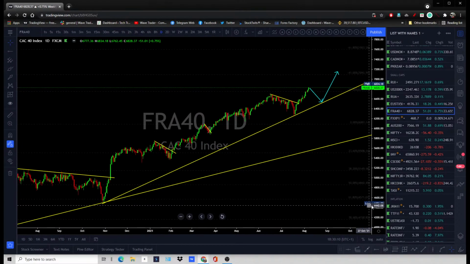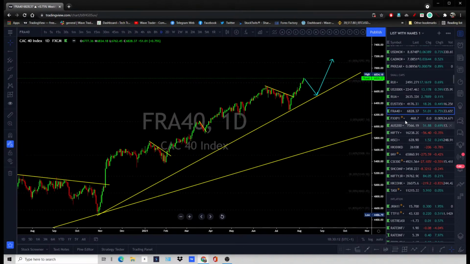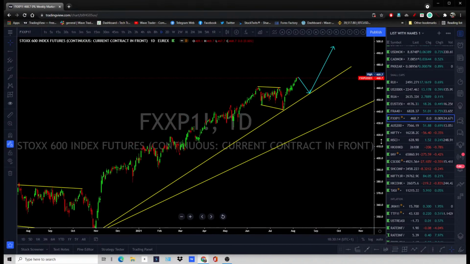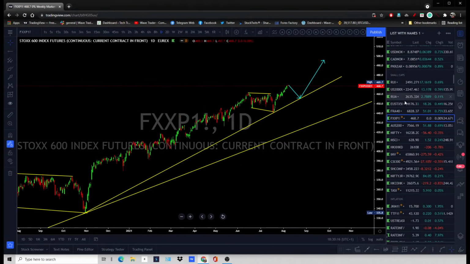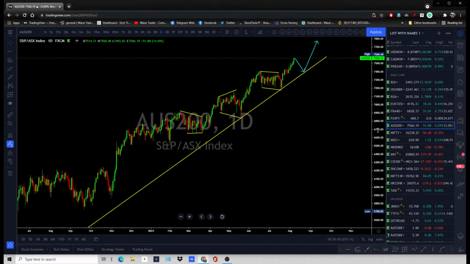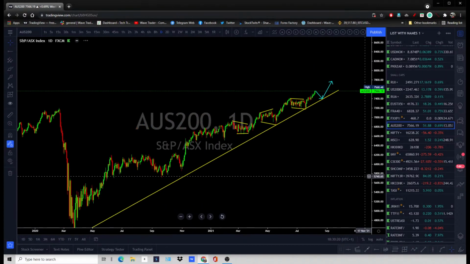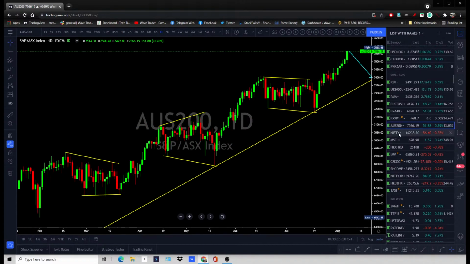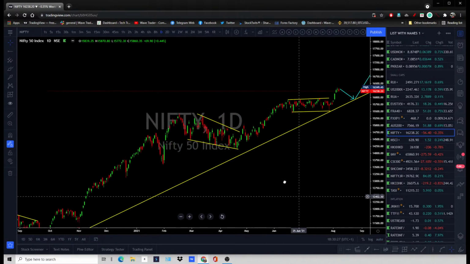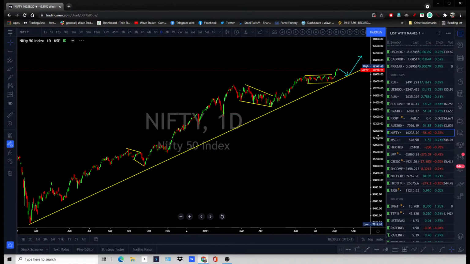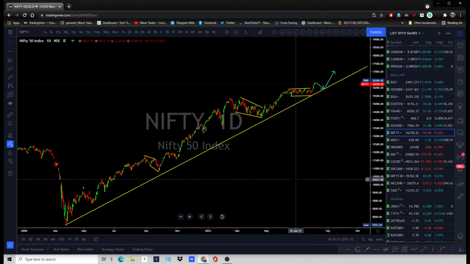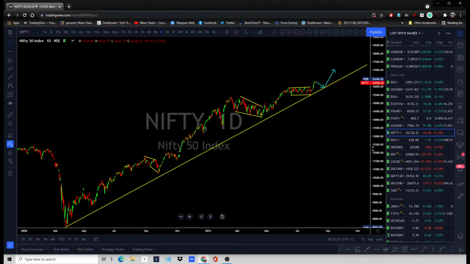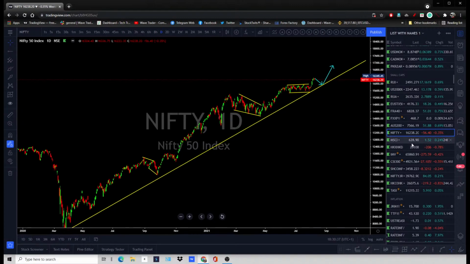Deeper pullback, or the trend stays intact and keeps pushing higher for the short term. Deeper pullback up to the trend line, or the current trend keeps pushing higher. Nifty: deeper pullback or the current trend keeps pushing higher. Again, it depends on the central bank policy, guys, for a deeper pullback correction.